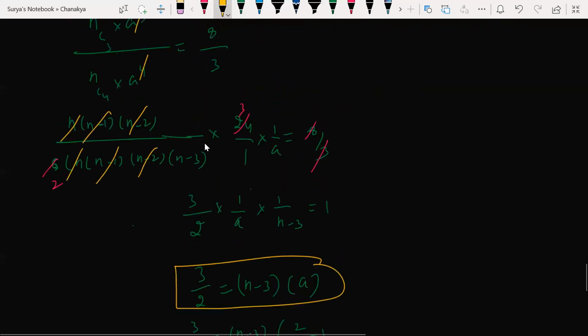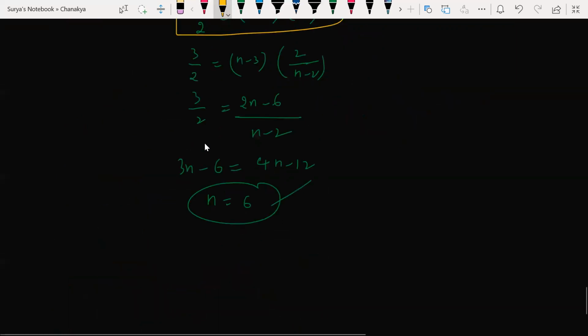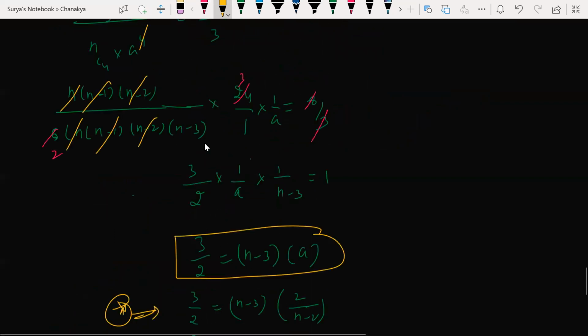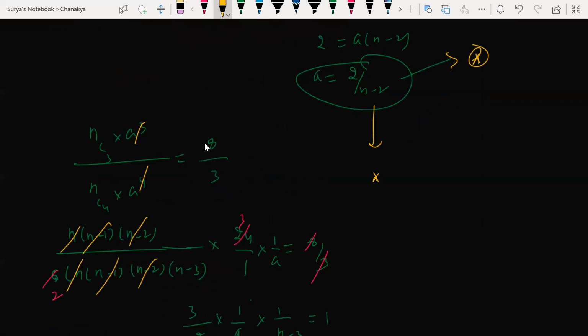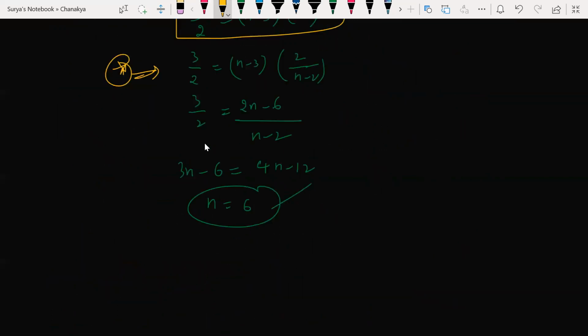Okay. So this is what I got. Let's take this as the first equation, the star equation. From the star equation, I got n value as 6. If n is equal to 6, what is the a value? Look at this star equation. A value is 2 by 6 minus 2, so a value is 1 by 4. So 2 by 4, a value is 1 by 2. A value is 1 by 2 and n value is 6.